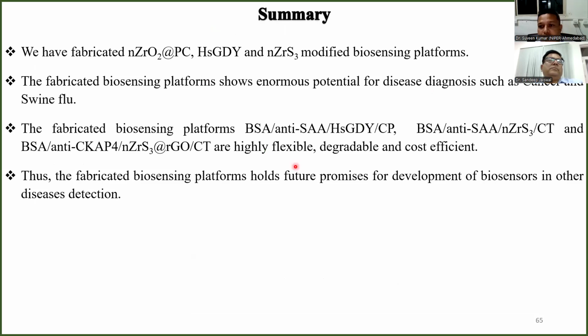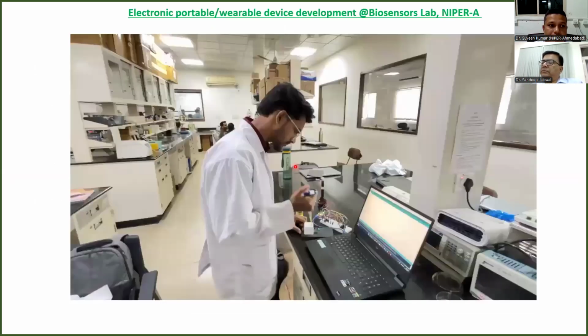So the summary of this presentation is that we have fabricated ZrO2 or porous carbon, graphene oxide, zirconium trisulfide modified biosensing electrodes, and lastly, zirconium trisulfide and reduced graphene oxide. This can be used for the development of point of care devices. So this is what we have done here. So yeah, I'd like to play this one.